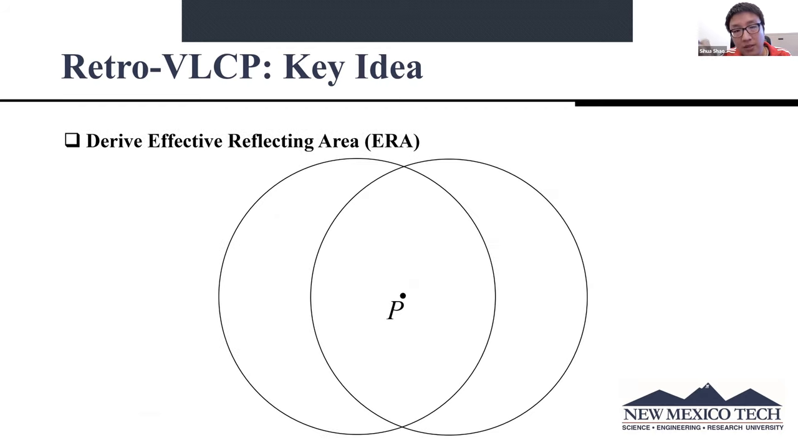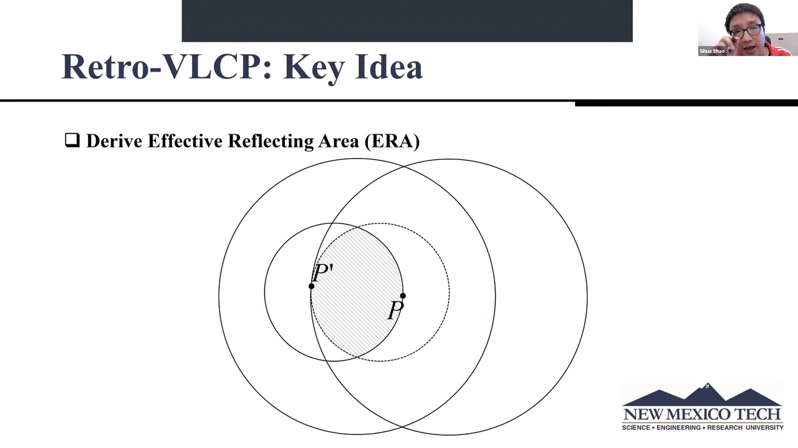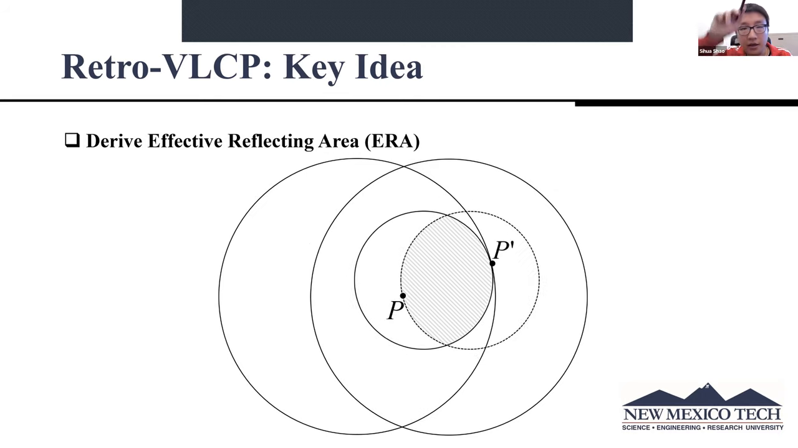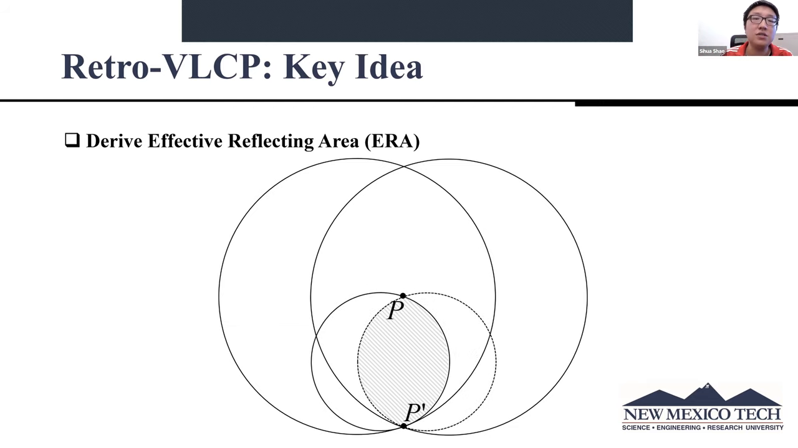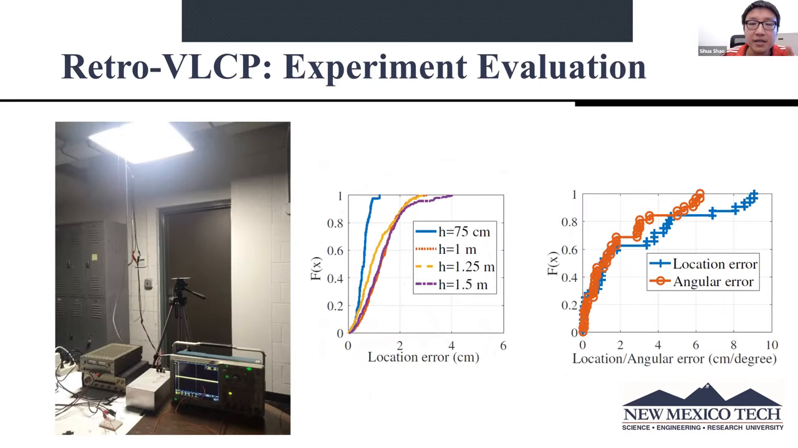Now let's look at how the boundary looks. The boundary is actually the intersection of two larger circles, and we can easily use some mathematical derivation to find the radius of these two larger circles. So finally, we characterize the relationship between the effective reflecting area and the location of the retroreflector. Based on this closed-form expression, we developed a localization system and tested it using the testbed. It shows that the location error can be at centimeter level for different heights.